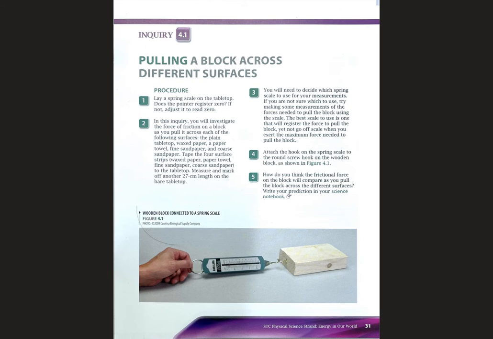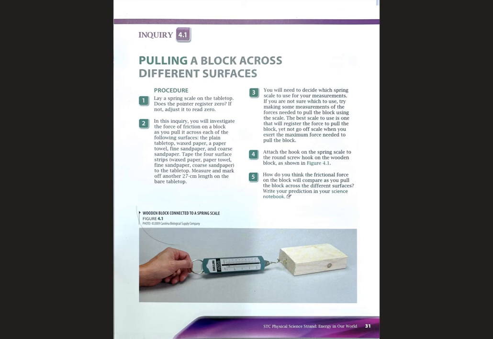All right. Number 4, attach the hook on the spring scale to the round screw on the wooden block as shown in the picture. So notice this is how you'll be hooked up. And the only thing that will be different is you'll be pulling the block across different surfaces. But this is how you'll set it up for each trial.